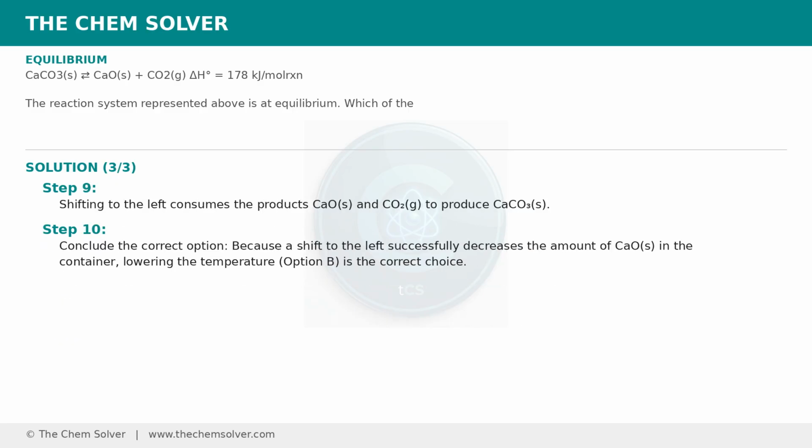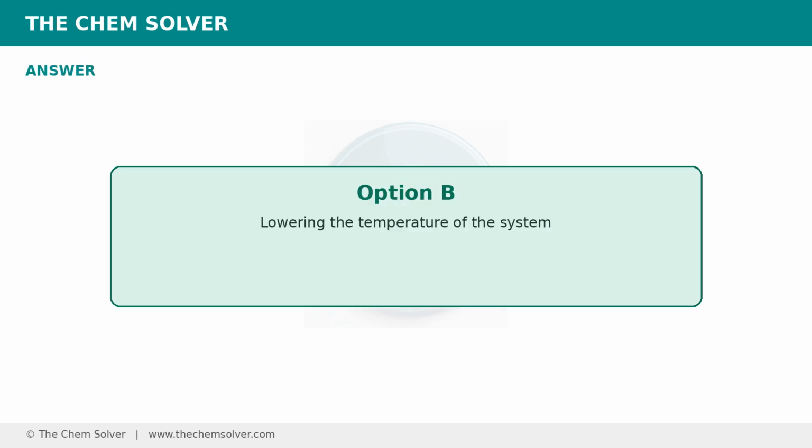Shifting to the left consumes the products CaO and CO2 to produce CaCO3. Conclude the correct option, because a shift to the left successfully decreases the amount of CaO in the container. Lowering the temperature, option B, is the correct choice. The correct answer is option B, lowering the temperature of the system.